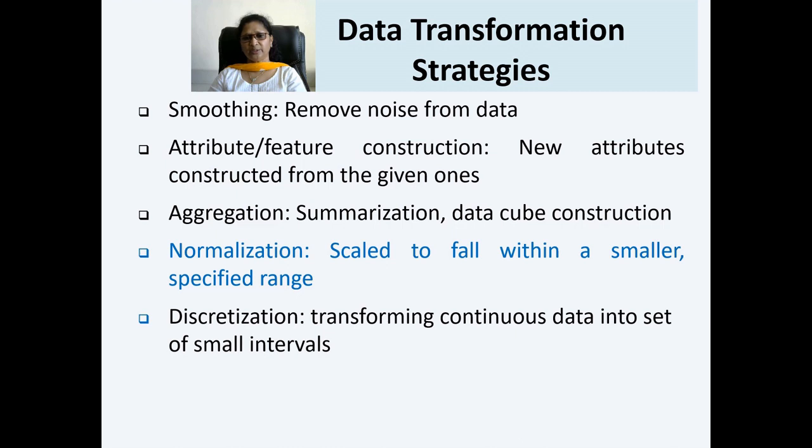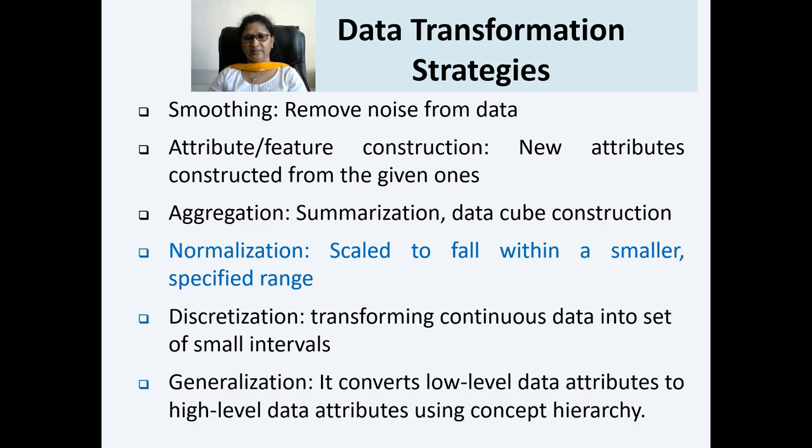Discretization transforms continuous data to small intervals. Let's say we have employees and their age is ranging from 22 to somewhere around 58. We can group them into three. From 22 to 30 we can say that these are youngers. From 31 to 50 we can say these are adults. And from 51, 52 onwards till 58 we can say that these are elders. That is discretization. And generalization converts low level data attributes to high level data attributes using the concept of hierarchy.